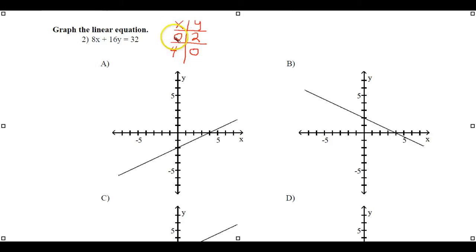So our y-intercept is (0, 2), which is right there. And our x-intercept is (4, 0), which is right there. So for this one, example B.